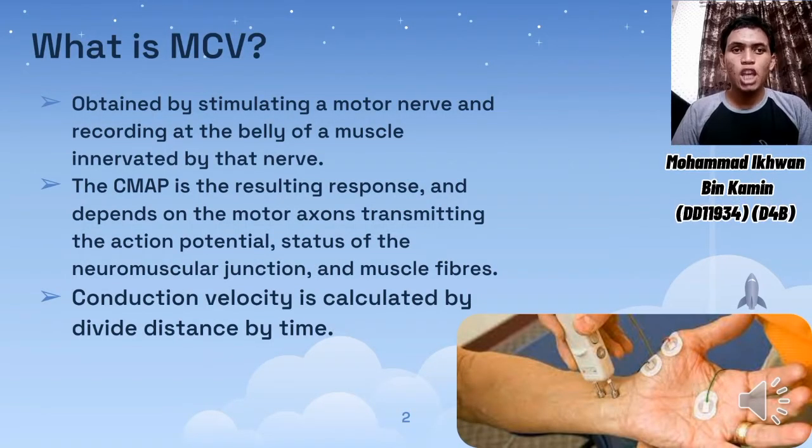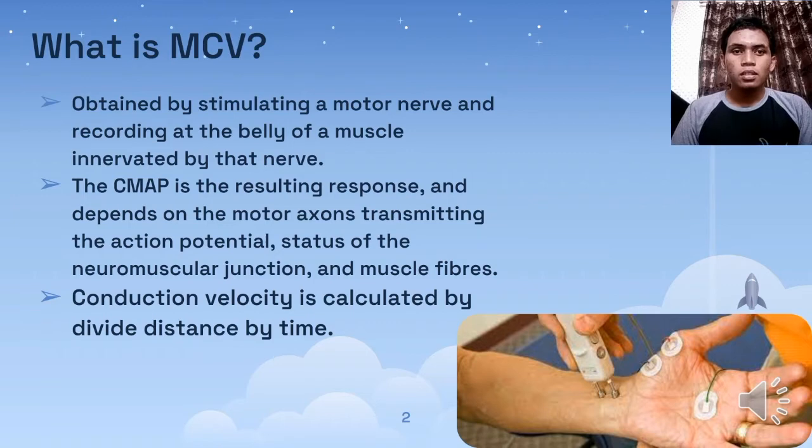Motor conduction velocity is obtained by stimulating a motor nerve and recording at the belly of the muscle innervated by the nerve. The CMAP is the resulting response and depends on the motor axon transmitting the action potential, the status of the neuromuscular junction, and the muscle fiber. Conduction velocity is calculated by dividing distance by time.